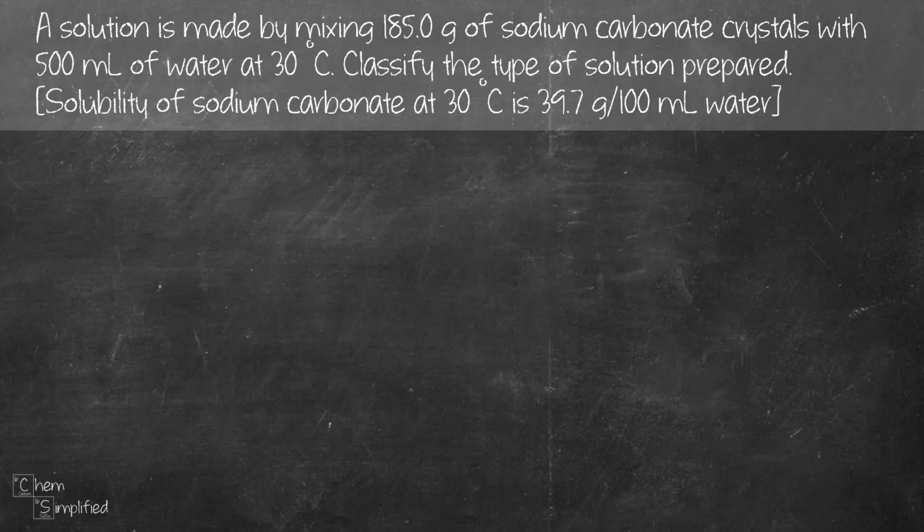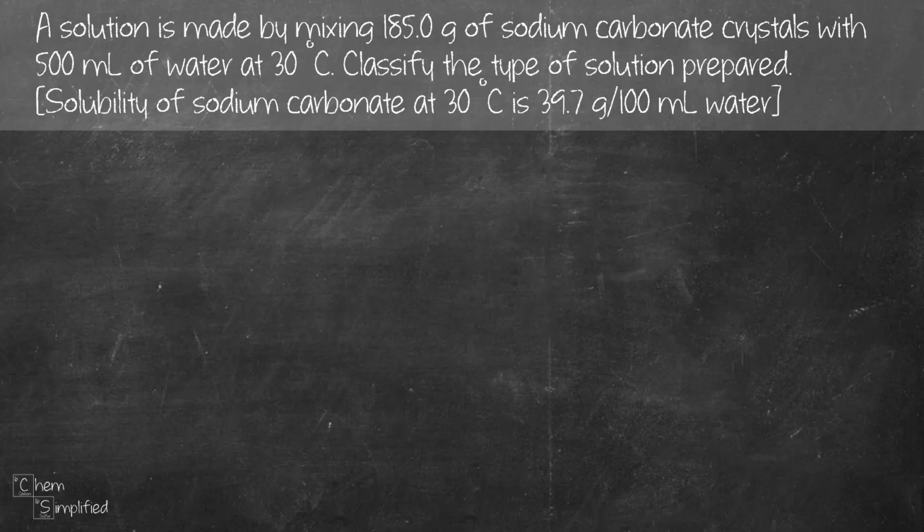We're given this word problem that tells us that a solution is made by mixing 185 grams of sodium carbonate crystals with 500 ml of water at 30 degrees Celsius. And we're asked to classify the type of solution that is prepared. We're also given another piece of information, which is the solubility of sodium carbonate at 30 degrees Celsius, which is 39.7 grams per 100 ml of water.